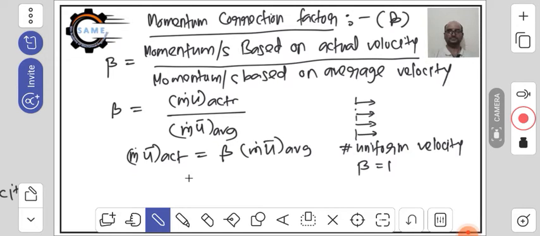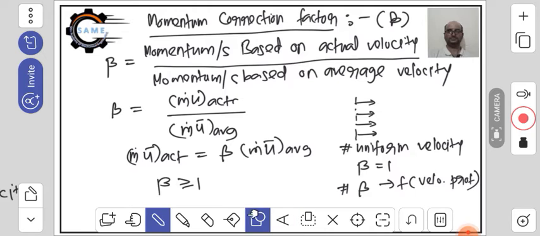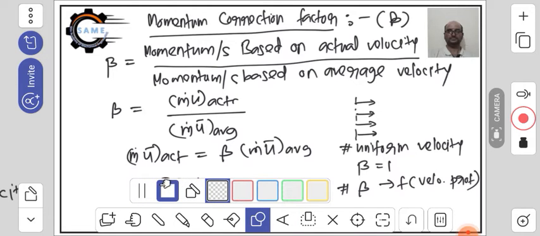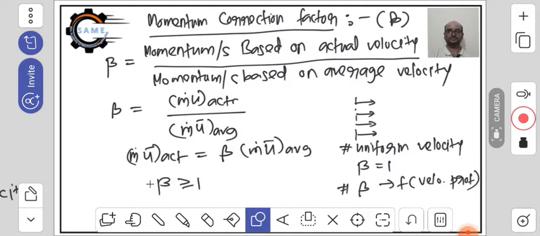Now see, this beta, the momentum correction factor, is a function of the velocity profile, right? Now beta is always greater than or equal to 1. This is what beta is.